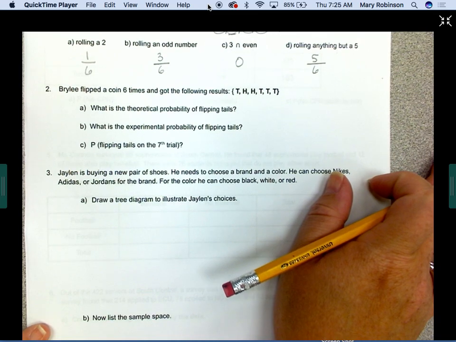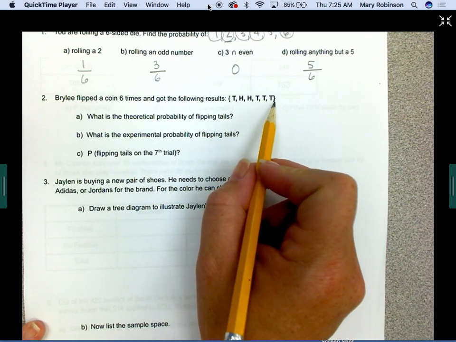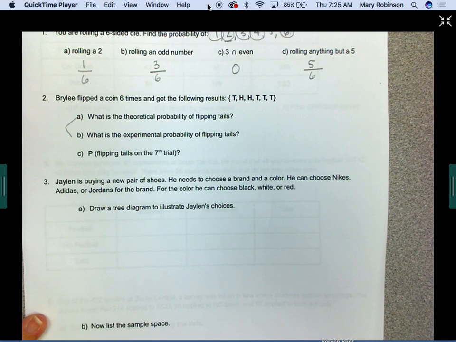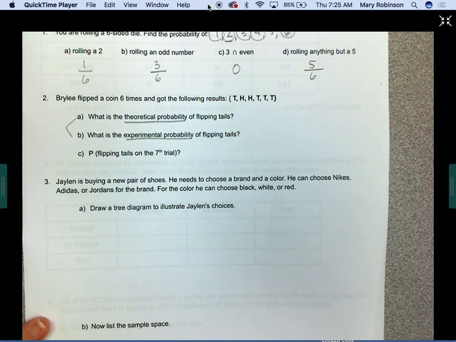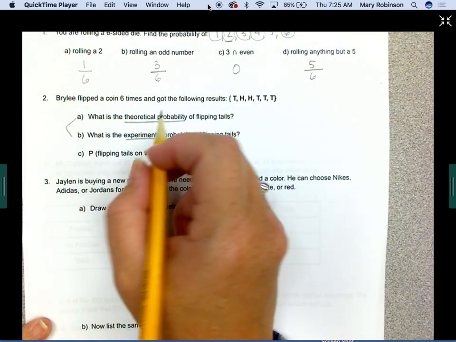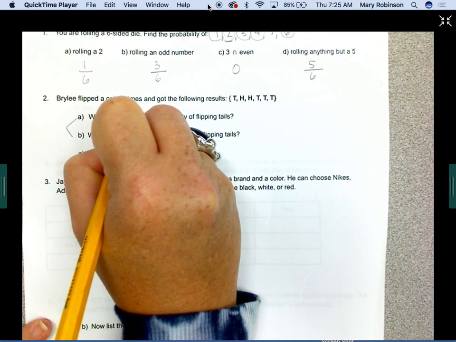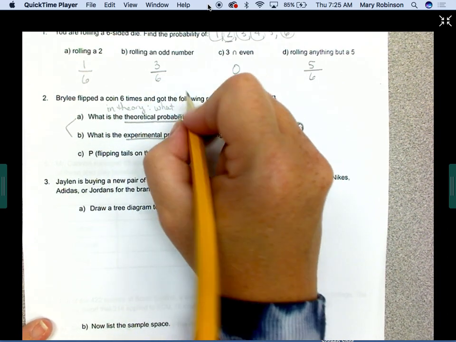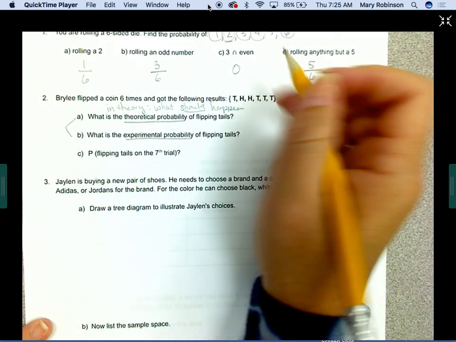Next, number 2 says Briley flipped a coin 6 times and got the following results. Tails, heads, heads, tails, tails, tails. This question is asking you to make sure you can differentiate between theoretical probability and experimental probability. If you think back to the lesson where we did the simulation of flipping a coin, the theoretical probability, in theory, means what should happen or what you expect to happen. What should happen. That's in theory.